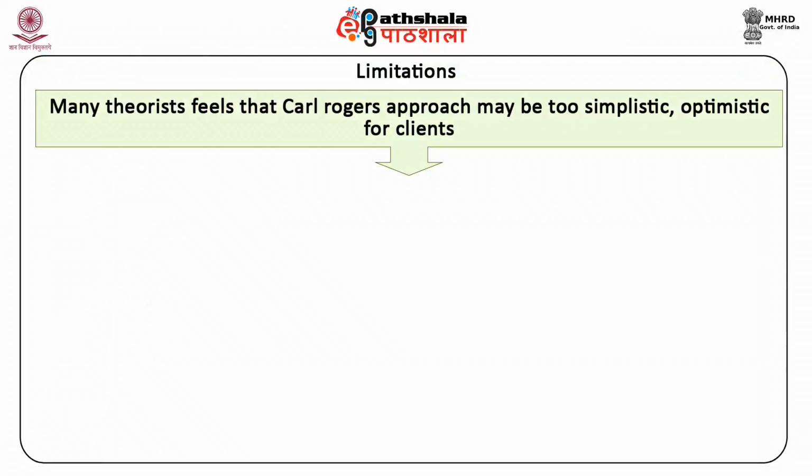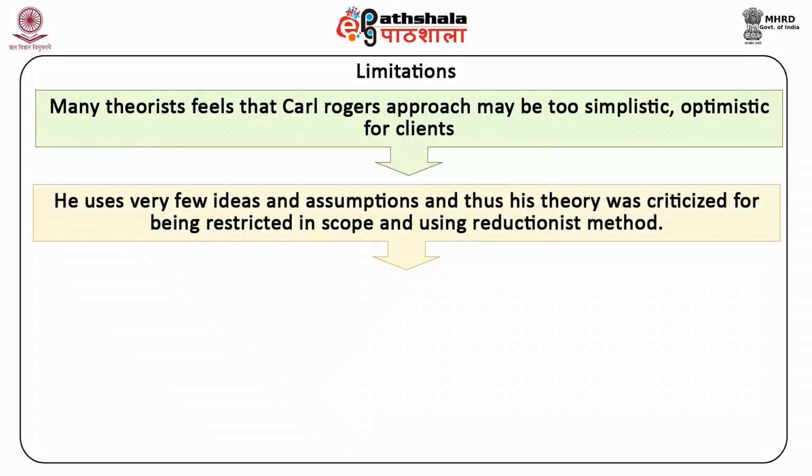Limitations. Many theorists feel that Carl Rogers' approach may be too simplistic and optimistic for clients in crisis who need more structure and direction. His theory was criticized because he uses very few ideas and assumptions, and thus it was criticized for being restricted in scope and using a reductionist method.